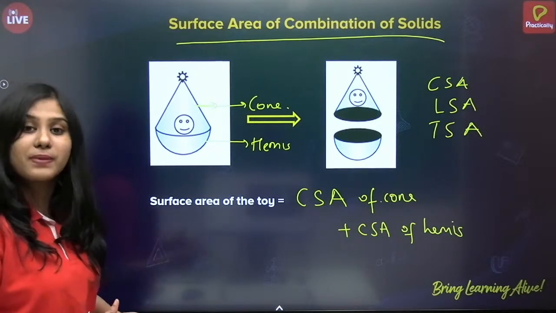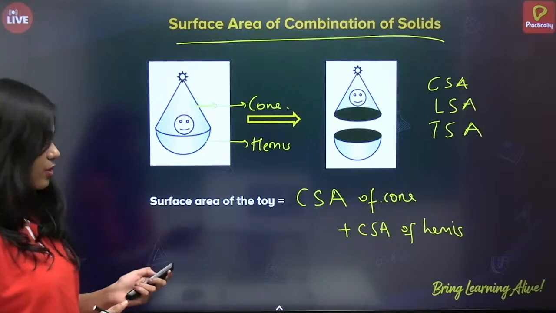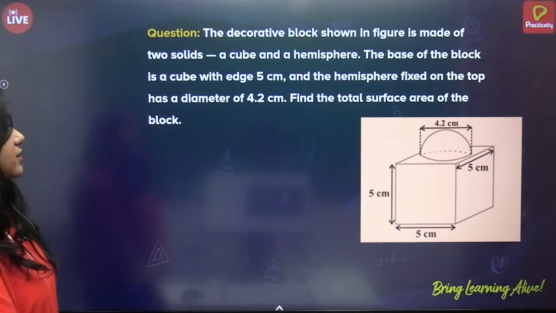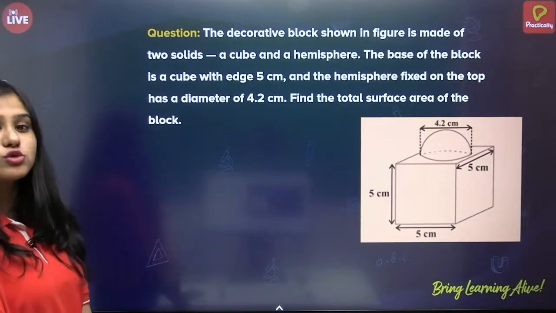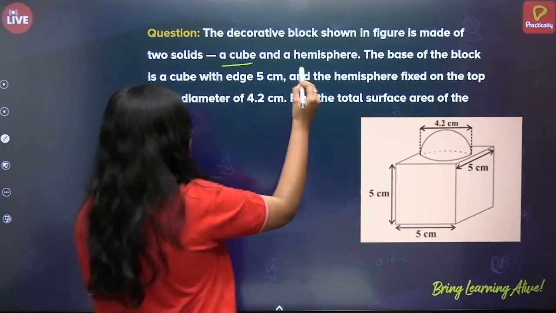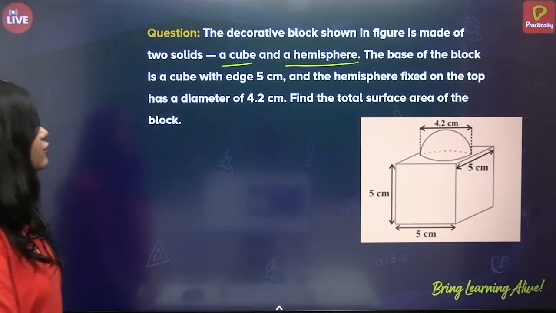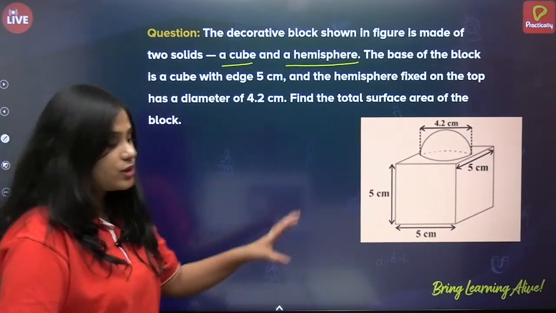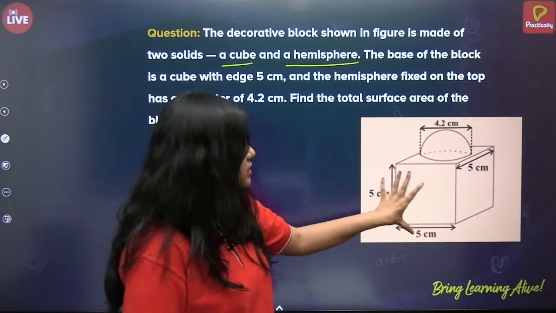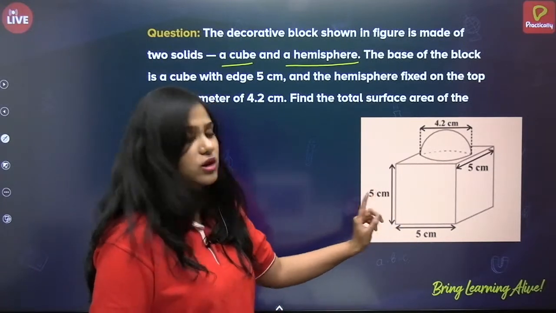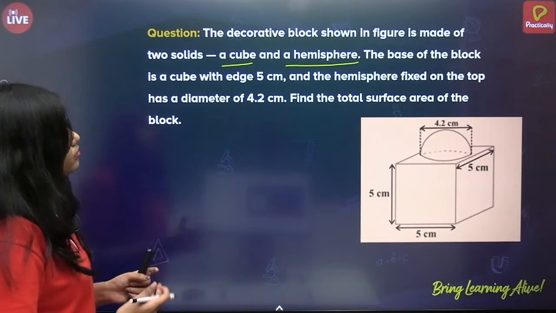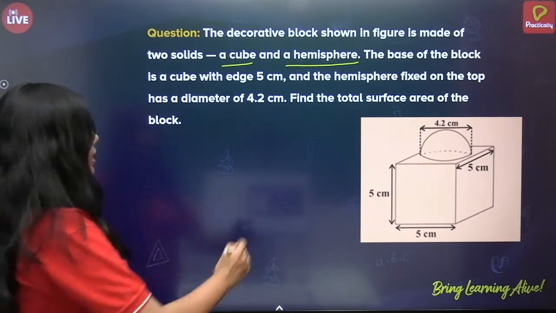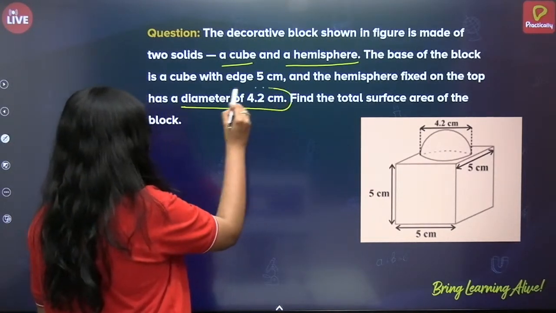Now let us apply this and solve few problems, okay? So here is the first problem. The decorative block shown in the figure is made of two solids, a cube and a hemisphere. The base of the block is the cube, alright, so here is the figure. So the base is nothing but cube of edge length 5 centimeters. And the hemisphere fixed on the top has diameter of 4.2 centimeter.